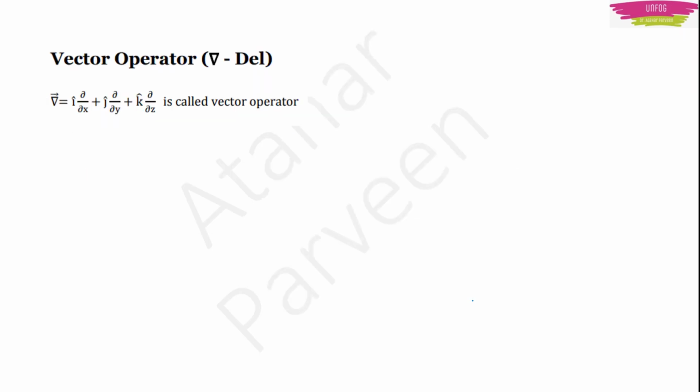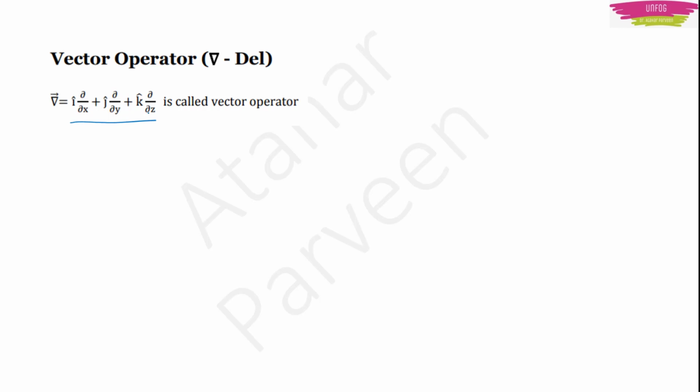Now let's talk about the vector operator del, denoted by an inverted triangle. This del operator is a vector operator, and this is nothing but the differentiation of the x part, y part and z part along with the unit vectors. Wherever you have del, you have to write it like this: i into dou by dou x plus j into dou by dou y plus k into dou by dou z. You have to do the differentiation here. For the x part, you differentiate with respect to x. For the y part, with respect to y. For the z part, with respect to z.